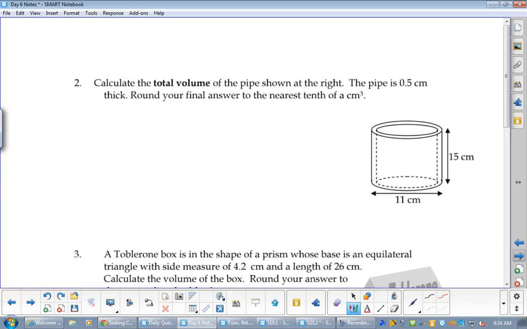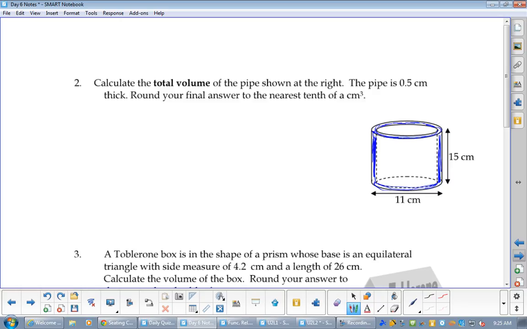Okay, so this is a pipe. The way this works is this is the solid pipe. We don't want to find out how much air is inside. I want to find out how much steel is in this volume. So how would I do that? Yes. Find the volume if it was a complete solid. Then we'll subtract out the volume of the air.